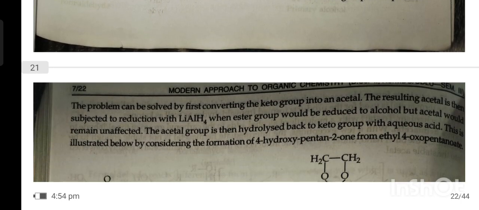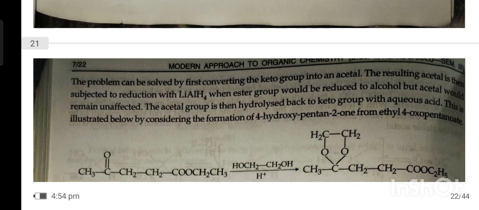The problem can be solved by first converting the ketone group into acetal. The resulting acetal is then subjected to reduction with lithium aluminium hydride. The ester group would be reduced to alcohol, but the acetal would remain unaffected. The acetal group is then hydrolyzed back to the keto group with aqueous acid. This is illustrated below by considering the formation of 4-hydroxypentanal from ethyl 4-oxopentanoate.